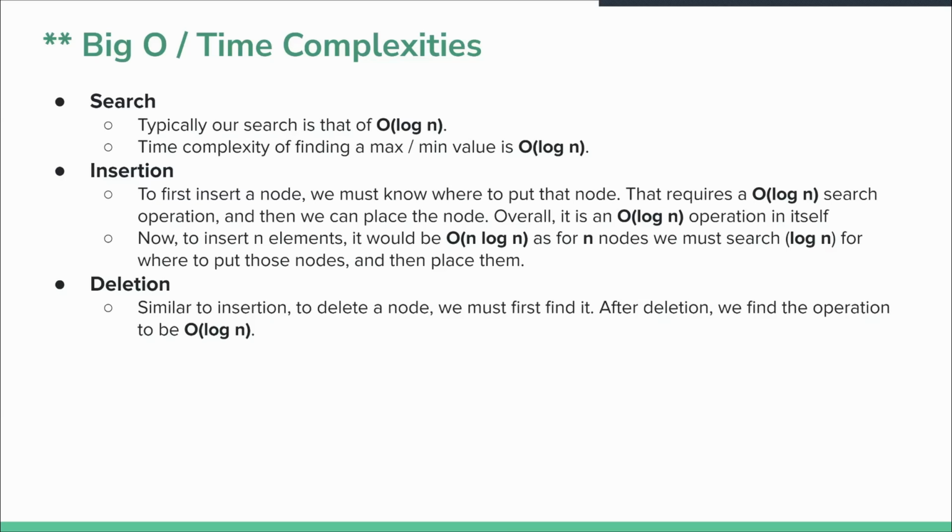And what's the time complexity of finding a max or min value? It should also be O of log n, because in our homework, in our PA, what did we do? We moved all the way to the bottom left. What did we do for the max? We moved to the bottom right. In our red-black tree, specifically, it's O of log n. Verify if it's the same for all three trees.